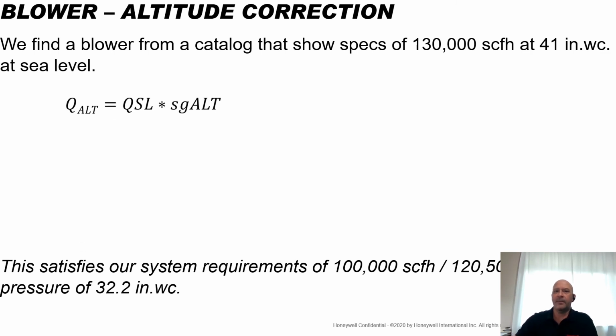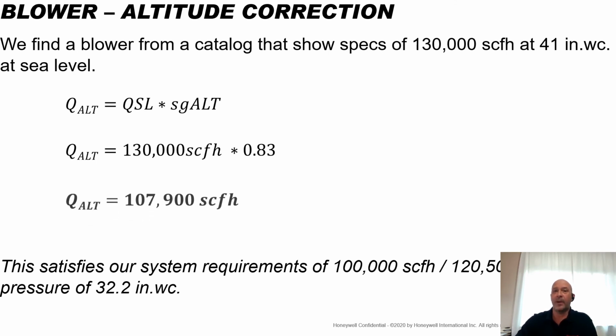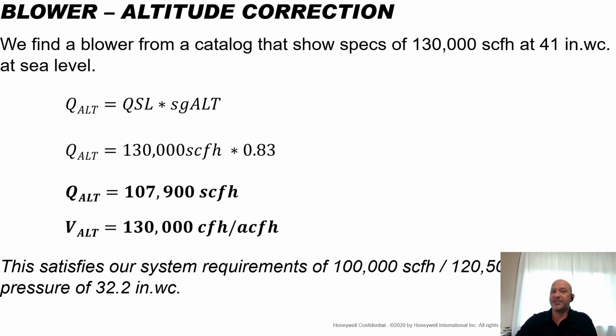So we find a blower from a catalog that shows specs of 130,000 SCFH at 41 inches at sea level. What's going to happen is our mass flow, weight flow, will be reduced to 107,900 SCFH, but it's still moving that blower is still pushing 130,000 CFH, or actual cubic feet. So volume-wise, it's still moving that air. It just weighs less, so it's less weight flow. This is an important concept for us guys that size burner systems.